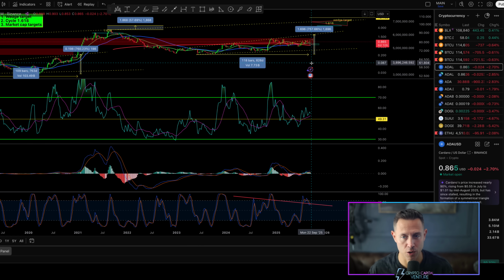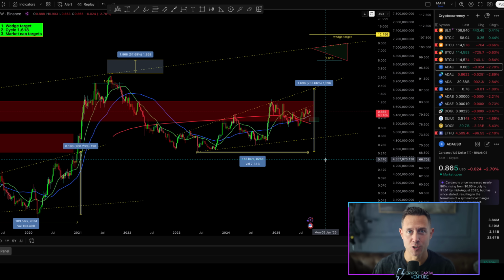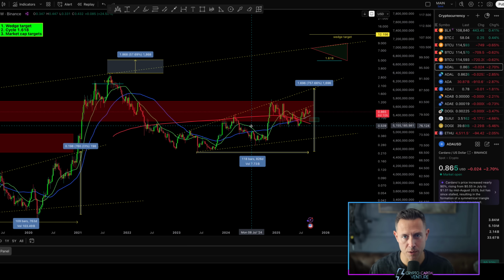And I want to look at Cardano ADA charts as well. This is a weekly, but I want to dig into the daily to look at targets to the upside and downside. We are entering, I would say, probably a pretty volatile week or two. We have the interest rate decision in a couple of days.